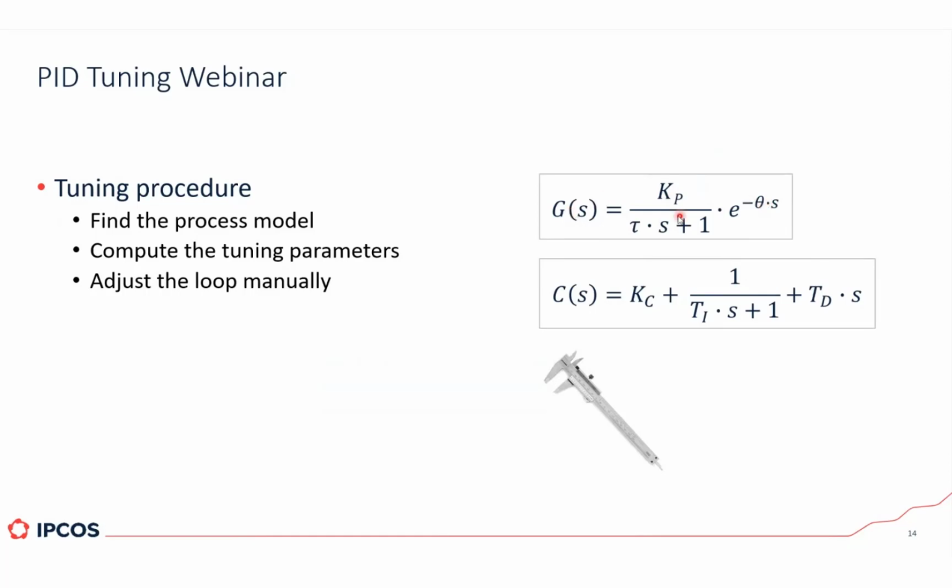Once we have this model, we can compute the tuning parameters. We can choose a tuning rule that we like or that we want to use, and compute these parameters here, gain, tau I, and tau D for the controller, right? And after that, we can adjust the loop response or adjust the parameters manually, until we have a response that we are happy with.